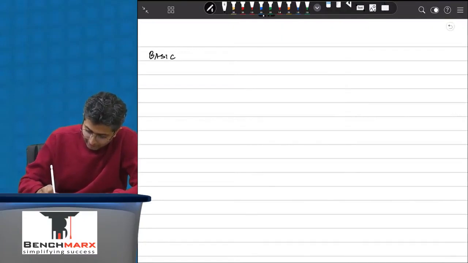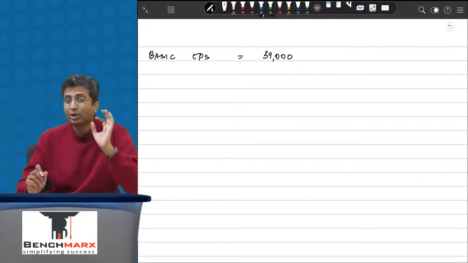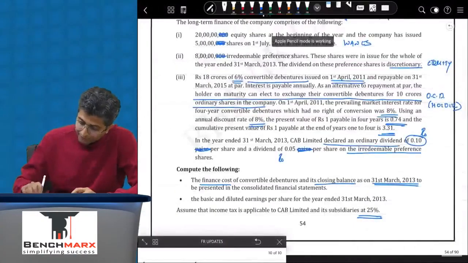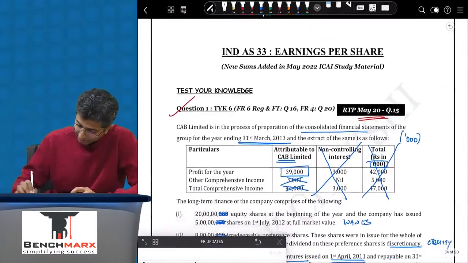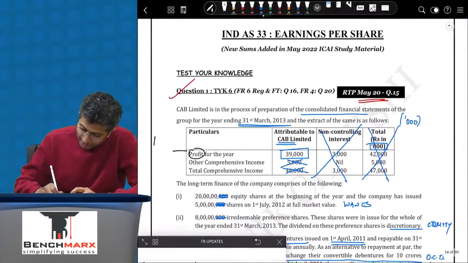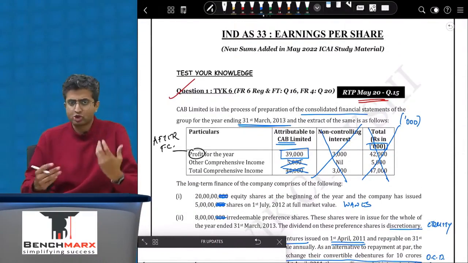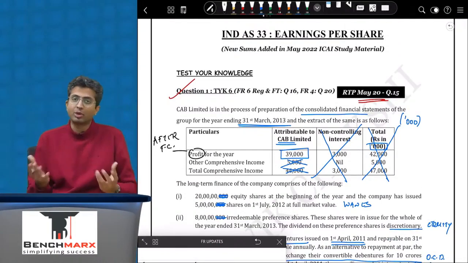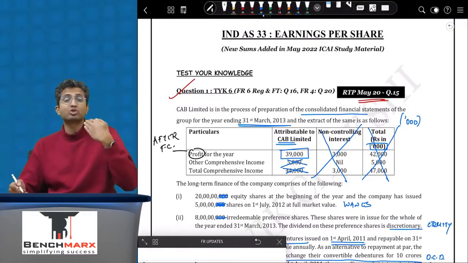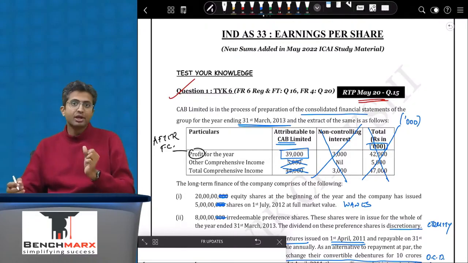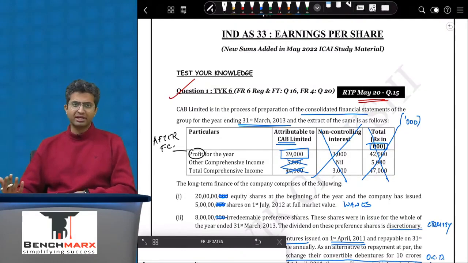Well, the basic EPS, let us say everything is in thousands, will start at 39,000. This 39,000 is the profit. Remember, profit will be after interest. So this profit will be after finance cost. If there's any interest expense on convertible debenture, the word profit typically refers to net profit, and hence this will be after deducting the finance cost.